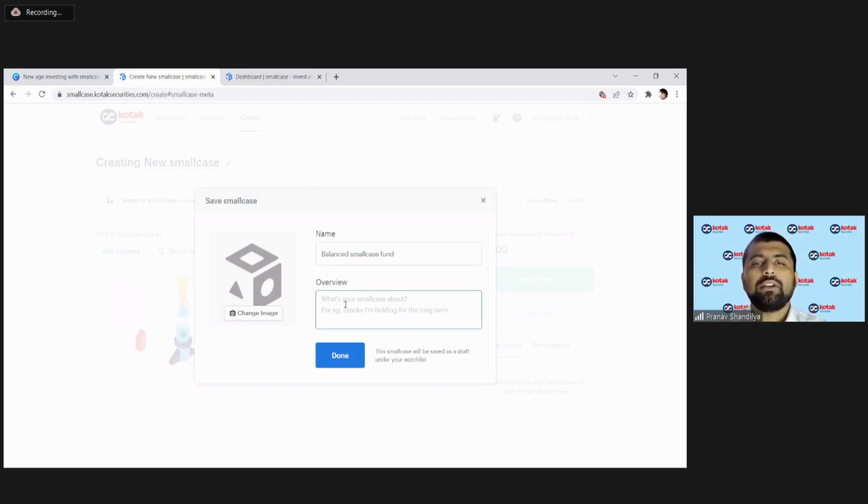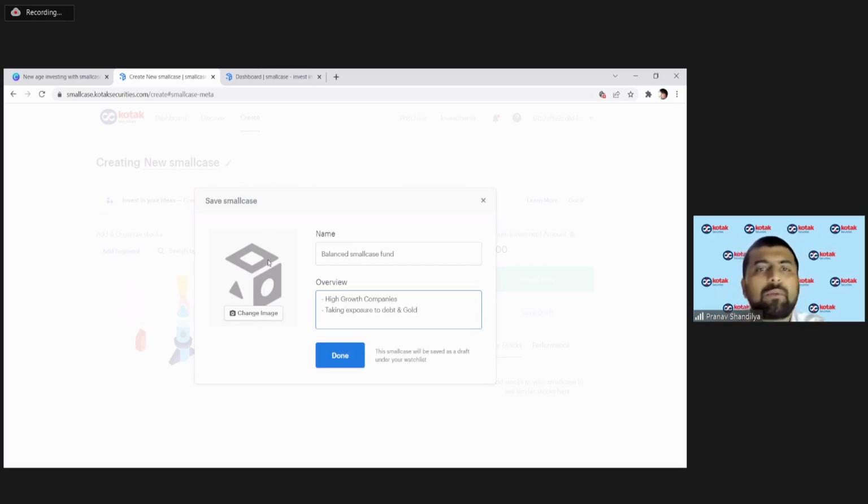In the overview section, you can write a detailed description of the philosophy behind why you designed this, because many a time we may pick stocks, but after 6 months we might have completely forgotten the strategy. So this box is given for you to write whatever strategy you want. For example, here I clearly state that I want to invest in high growth companies, and apart from that, take exposure to debt and gold, or something like this. And then you can even put your own image for the smallcase that you want.